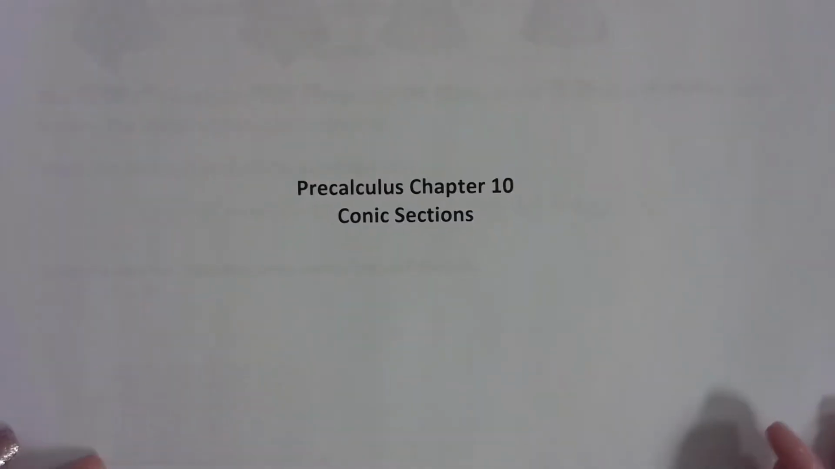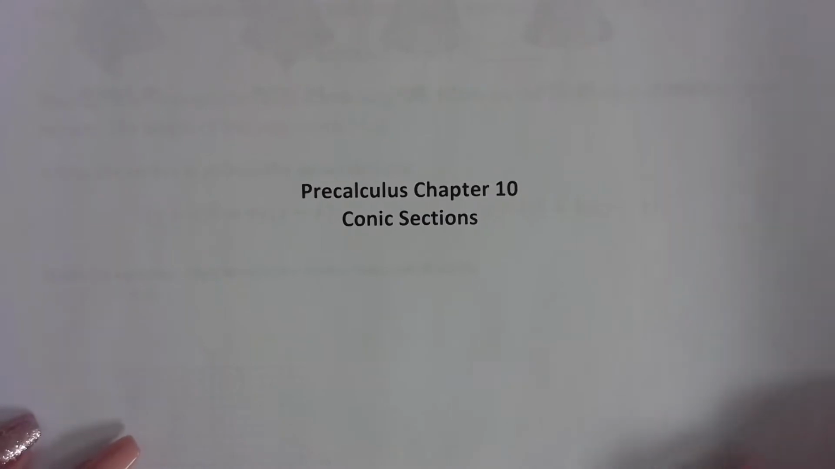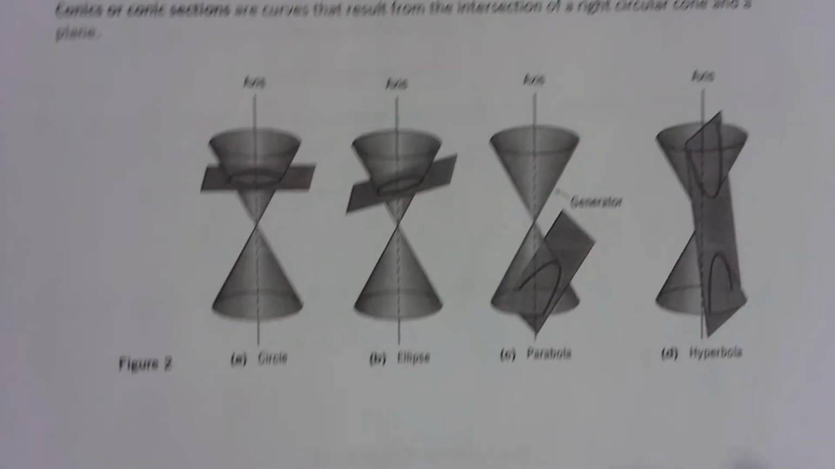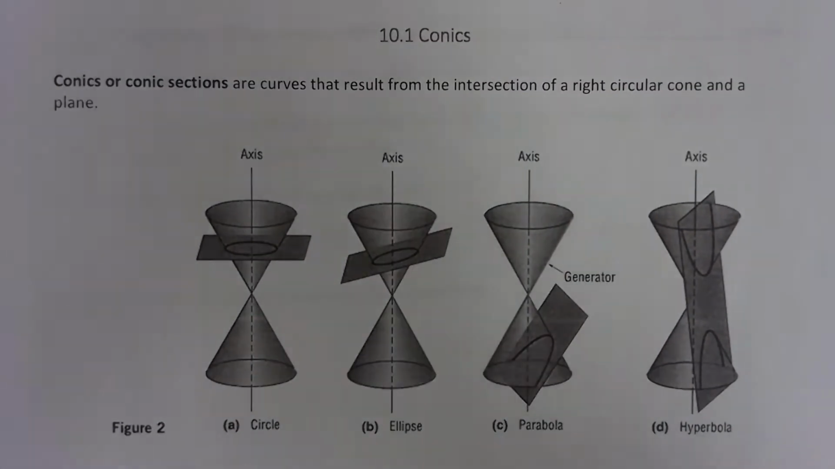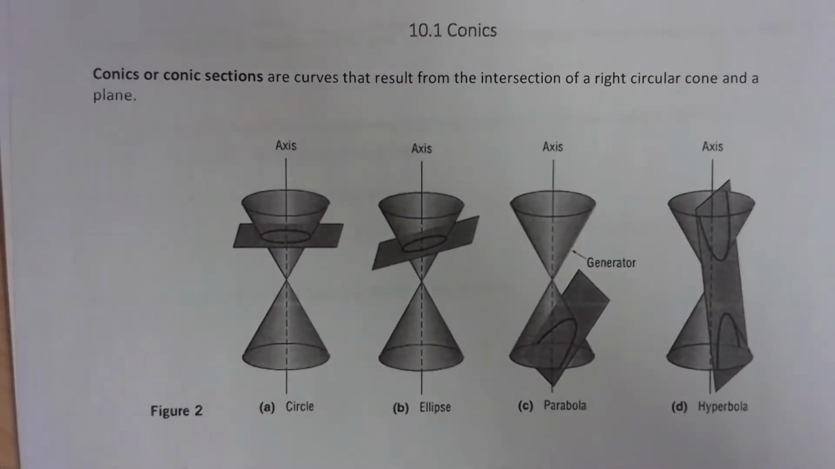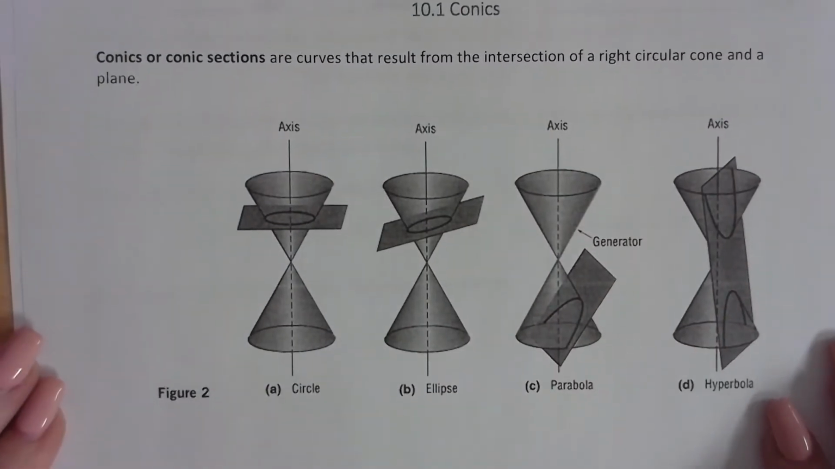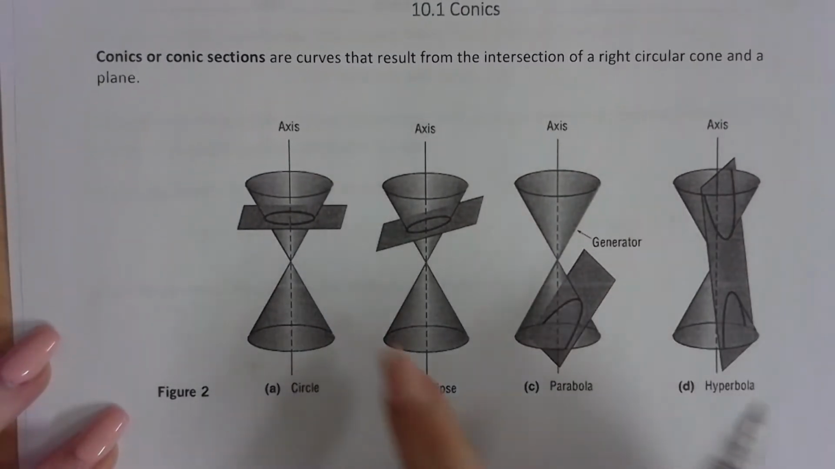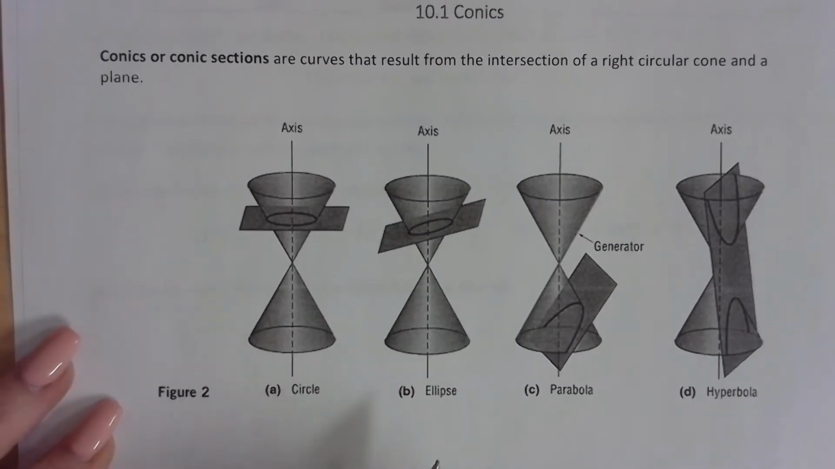All right, so today we're going to start chapter 10, which is all about conic sections. So 10.1 is really just getting you used to what even is a conic section. Conic sections are made when you take two cones and create this figure here.